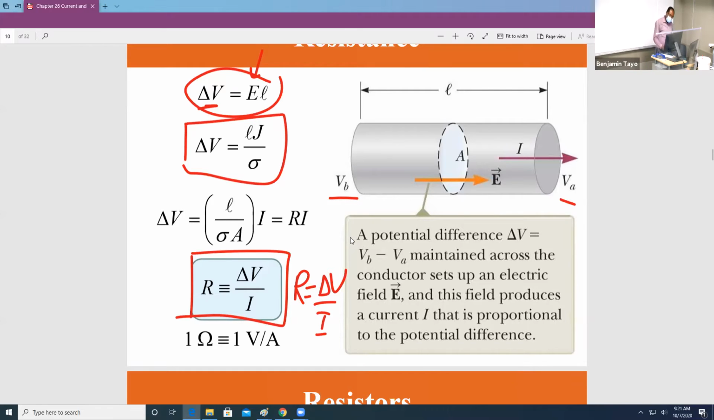You don't need to worry about all these derivations here. You just need to focus on this equation here. And this equation is called Ohm's law.